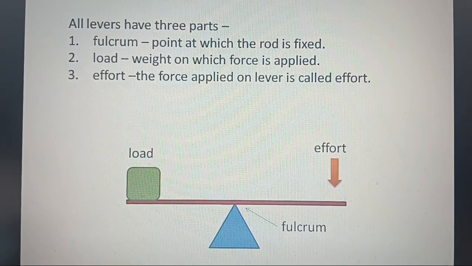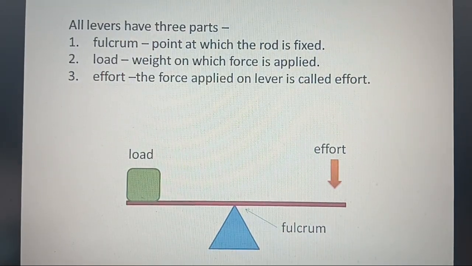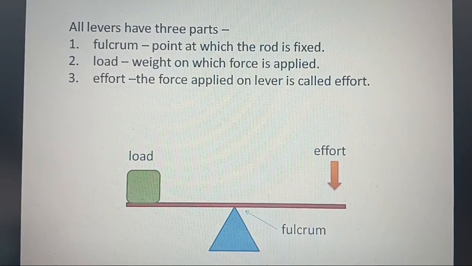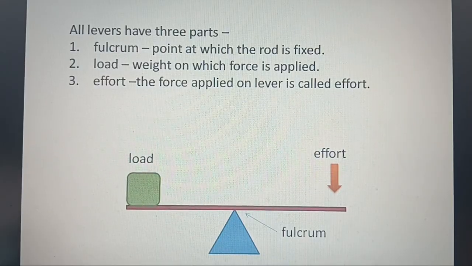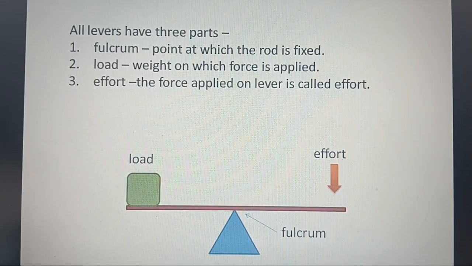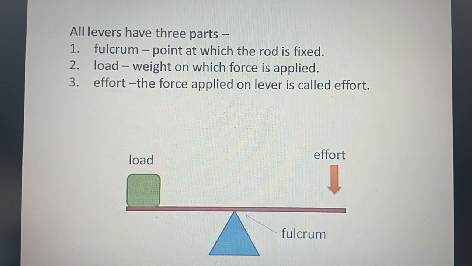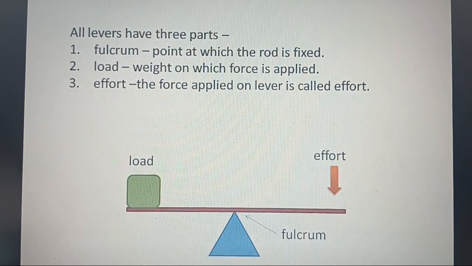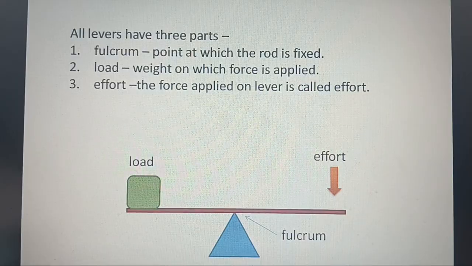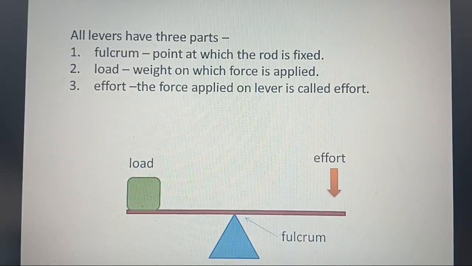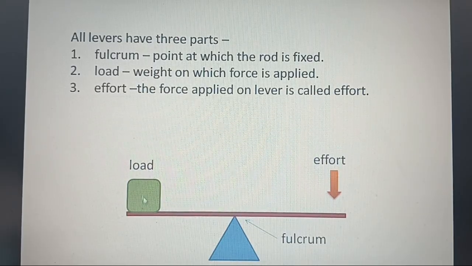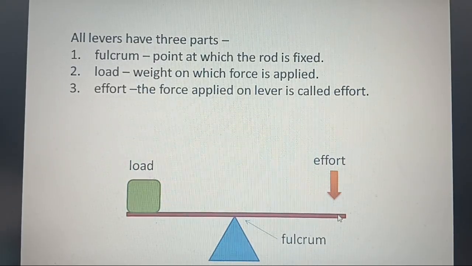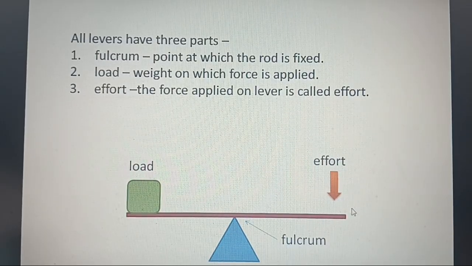All levers have three parts: fulcrum, load, effort. Fulcrum is the point at which the rod is fixed. Load is the weight on which force is applied. The force applied on the lever is called effort. As you can see, this is the fulcrum, this is the load, and effort is applied on this lever.